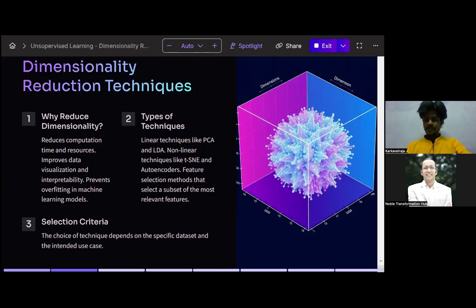So dimensionality reduction techniques: why do we use them? Why reduce dimensionality? It reduces computational time and resources, improves data visualization and portability, and prevents overfitting in machine learning models.